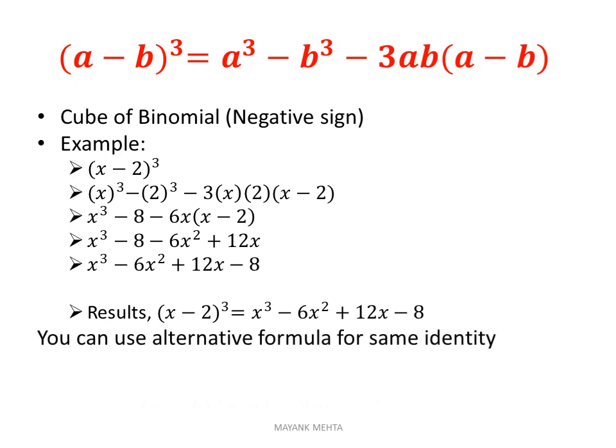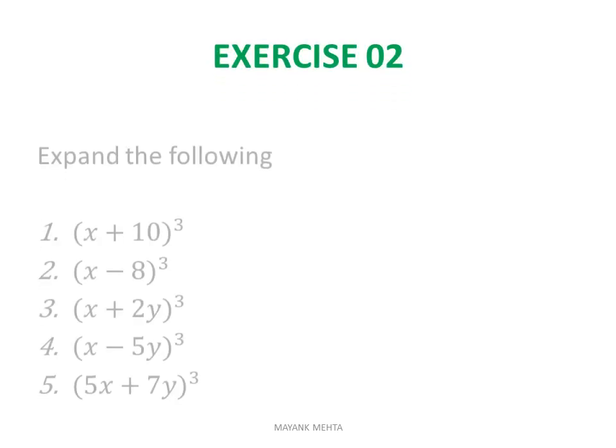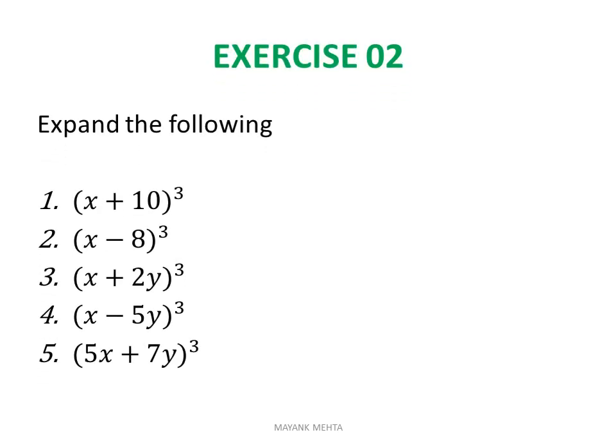You can use an alternative formula for the same: a minus b whole cube equals a cube minus 3a square b plus 3ab square minus b cube. Our next identity is a minus b whole square. So it will be a square minus 2ab plus b square. This is also a square of a binomial with a negative sign between them. So this is the example, x minus.